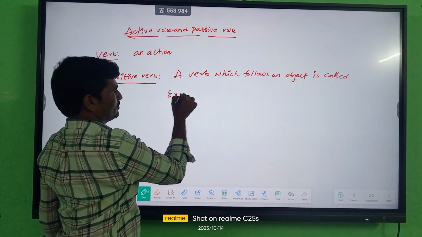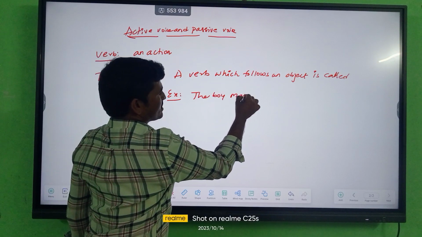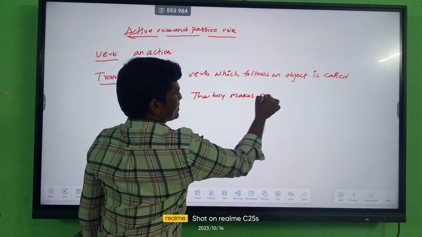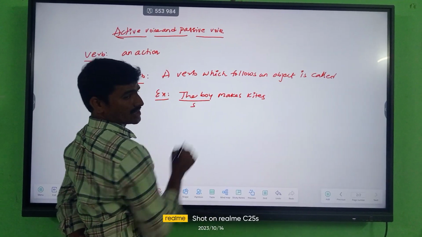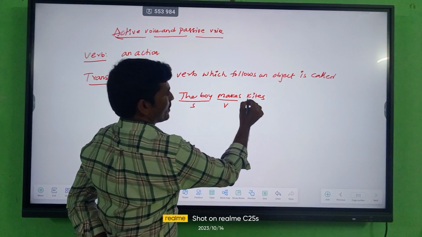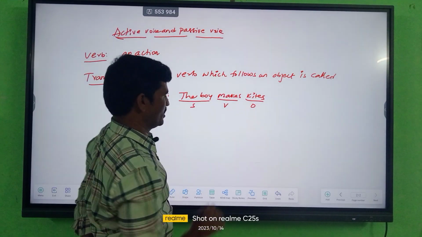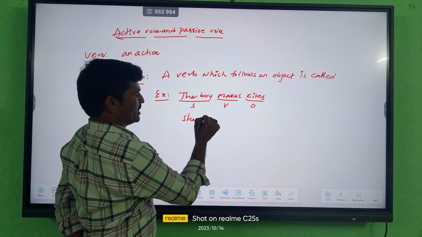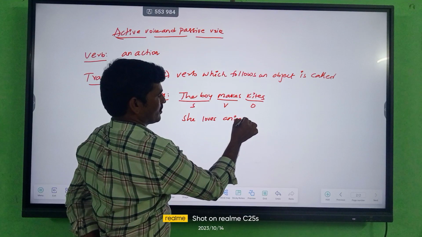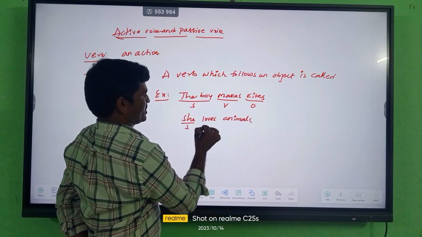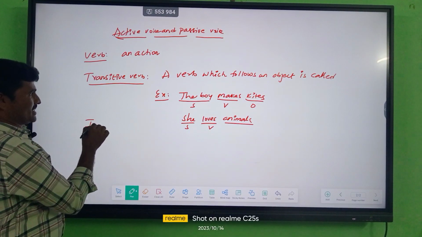Example: the boy makes kites. In this example, the boy is the subject, makes is the verb, kites is the object. Here the verb follows an object. Another example: she loves animals. Subject, verb, object.